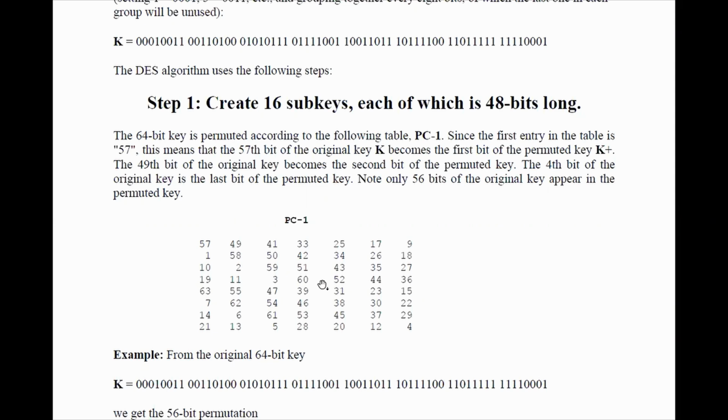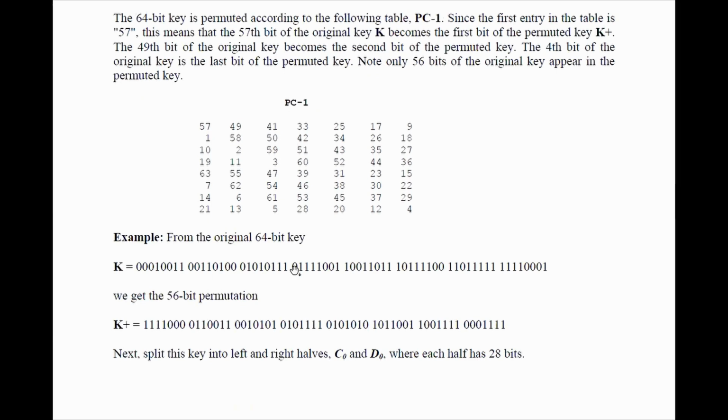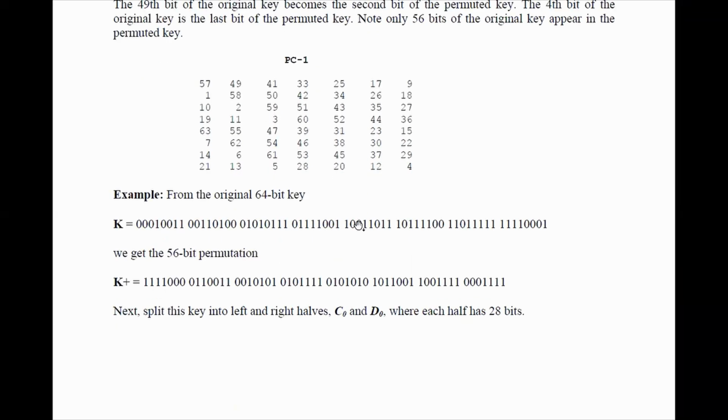So I guess some of the bits are excluded here. Okay, so I think 8 is not there. Similarly, some bits are not considered in this table. So that means the key will be reduced from 64 bits to 56 bits. So this is a 64-bit key, and after applying PC1, that is the permuted choice one table, this key will be prepared. This is a 56-bit key.